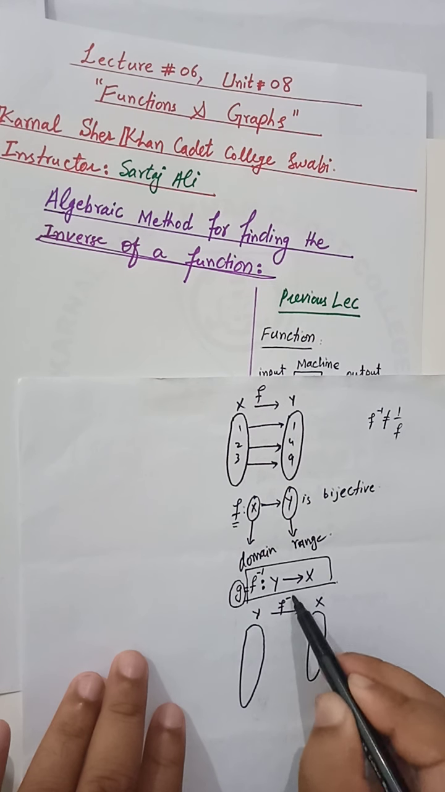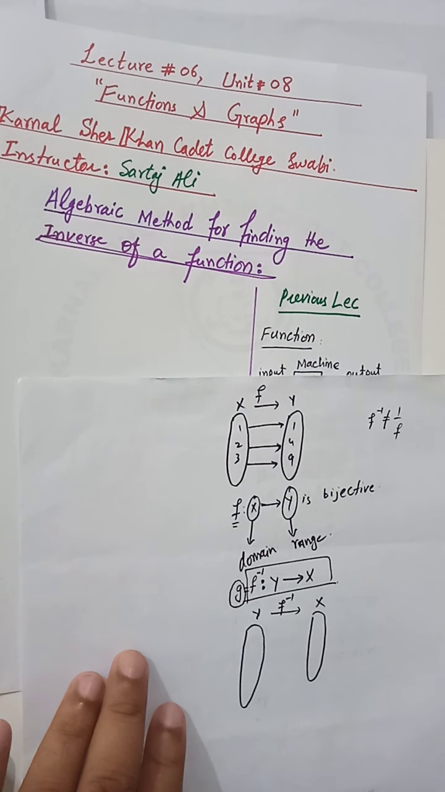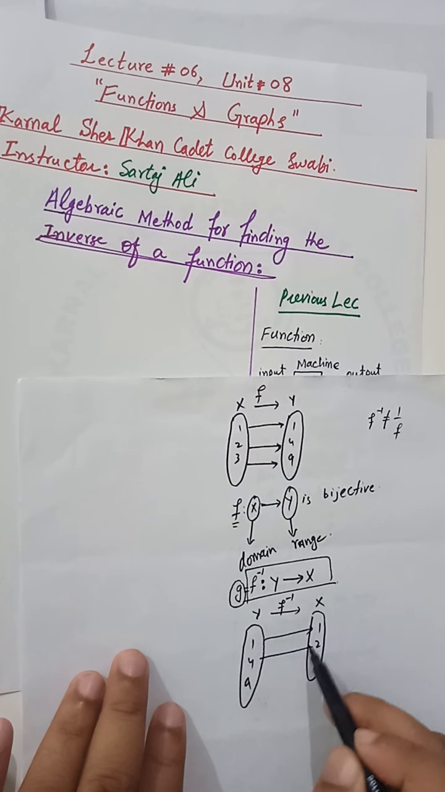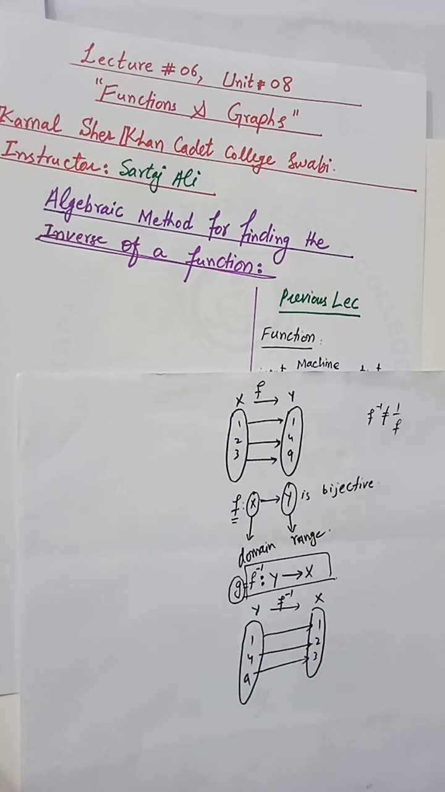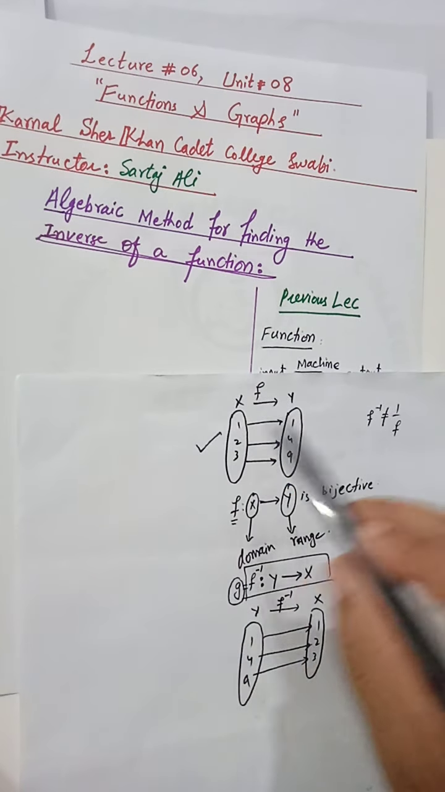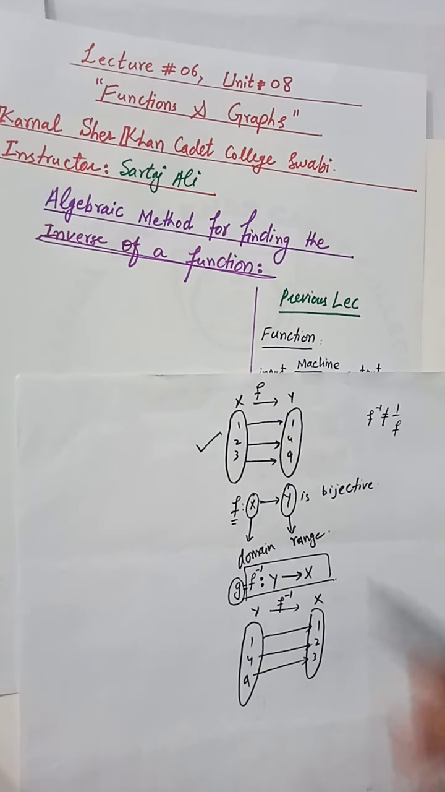The mapping between them is f raised to the power minus 1, which means this is the inverse of the given function. So 1, 4, 9 and 1, 2, 3: 1 is associated with 1, 4 with 2, and 9 with 3. So you see that this is also bijective. This is the way to find the inverse of a bijective function when that function is given in arrow diagram form. This is so easy, just interchange range and domain.